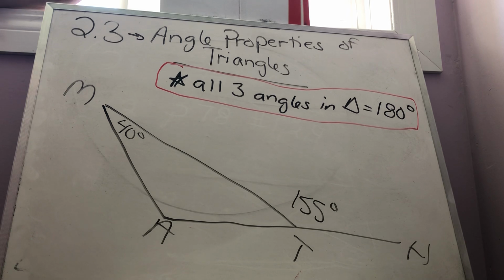It doesn't matter the type of triangle, and we can actually talk about some of these different types of triangles too, just to review them. I could quickly mention them here in a minute. So all three angles in a triangle are equal to 180 degrees.